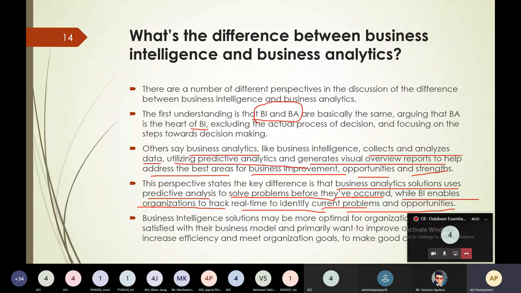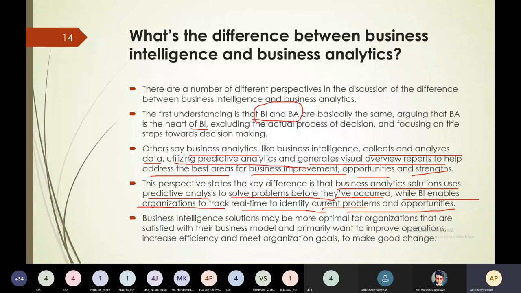A BI solution may be more optimal for organizations that are satisfied with their business model and primarily want to improve operations, increase efficiency, and meet organizational goals to make a good change.